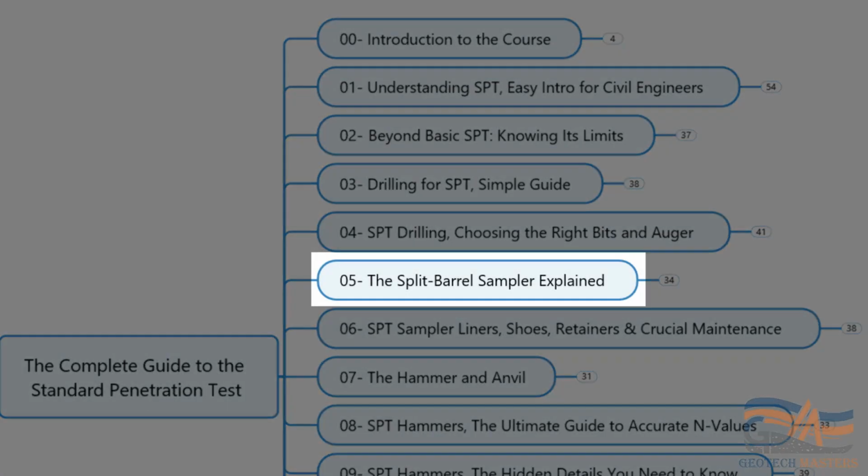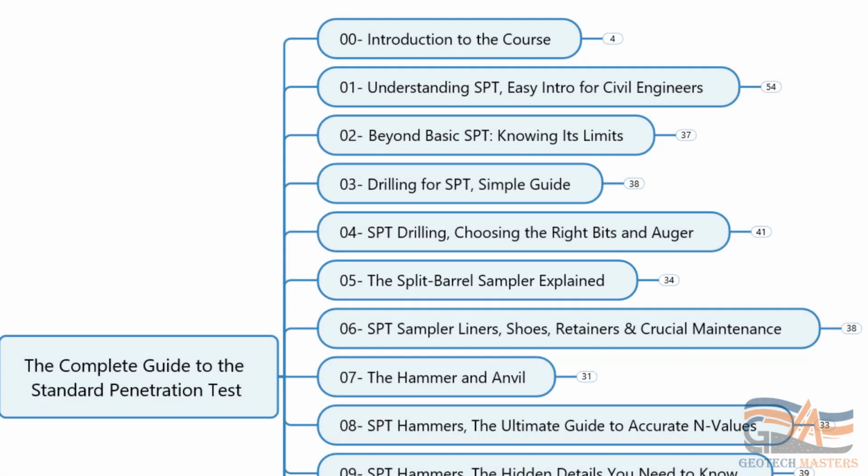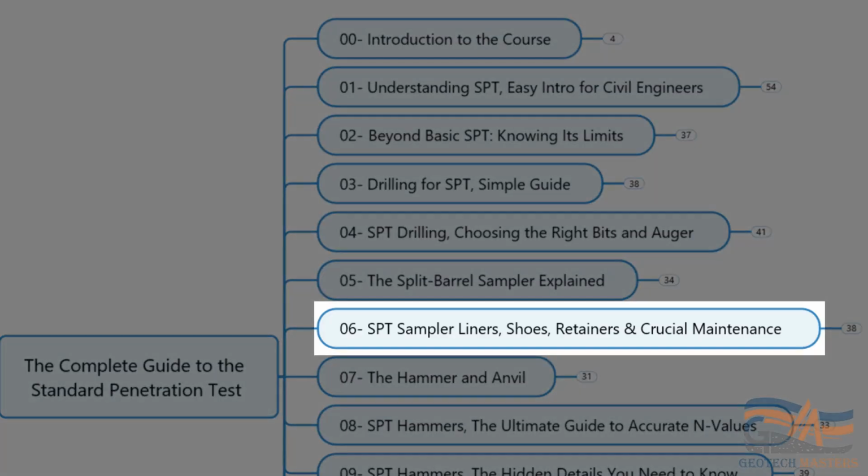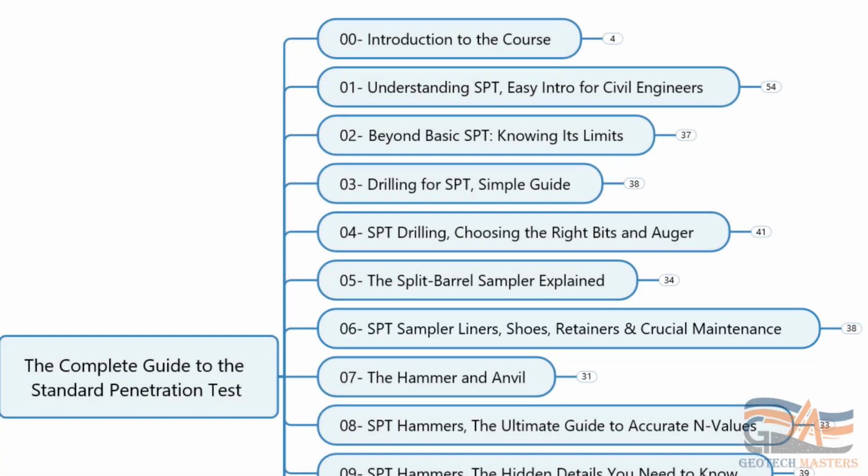Session 5 is dedicated to the heart of the test, the split barrel sampler explained. We'll do a deep dive into its design, dimensions, and mechanics. We'll continue that focus in session 6 with liners, shoes, retainers, and crucial maintenance, exploring the accessories that can dramatically impact your results and sample quality.